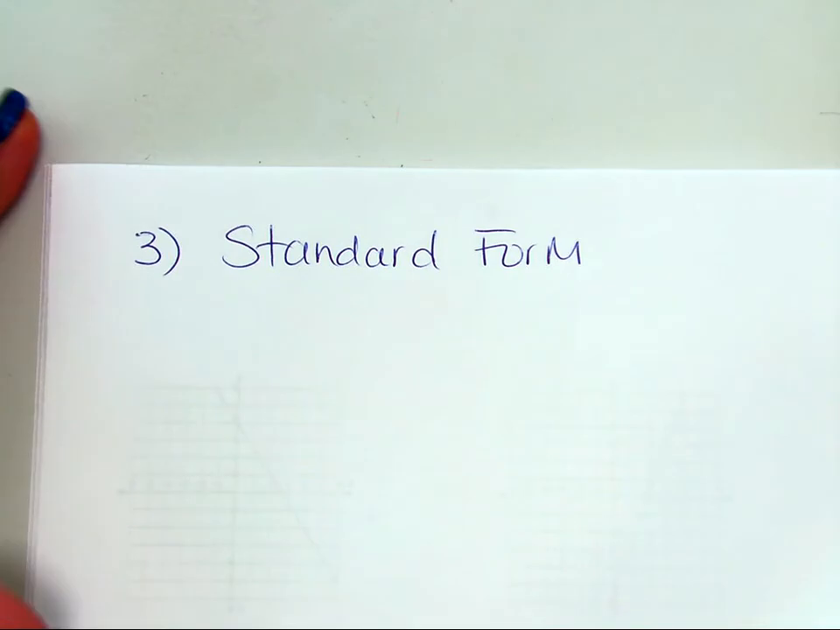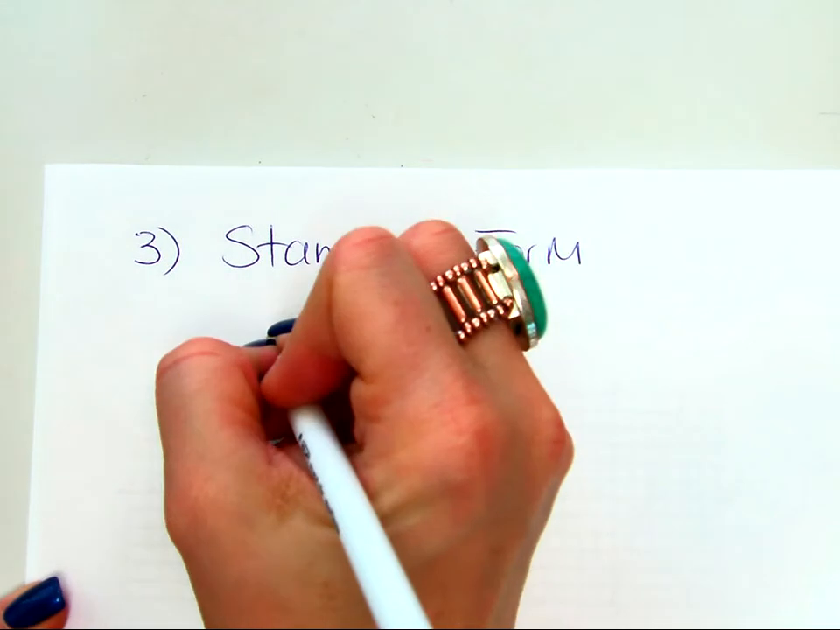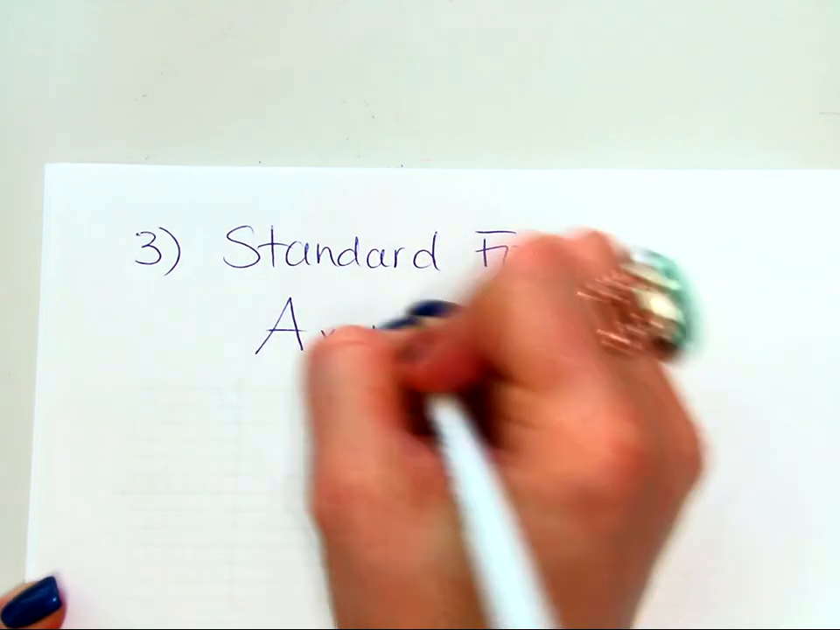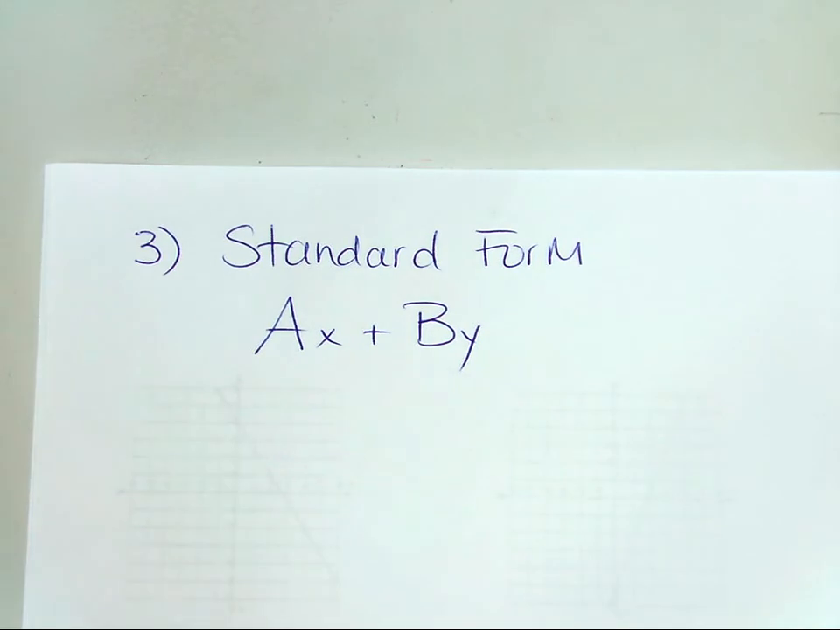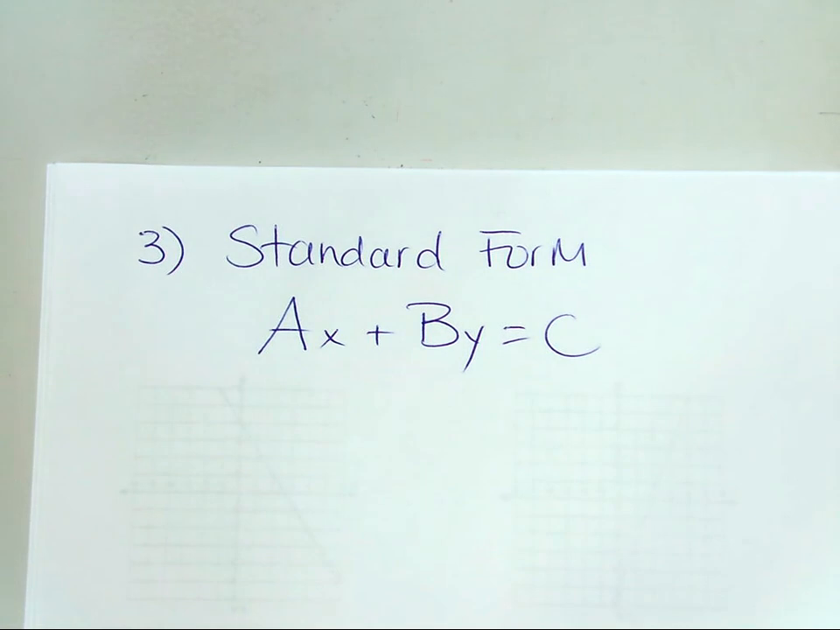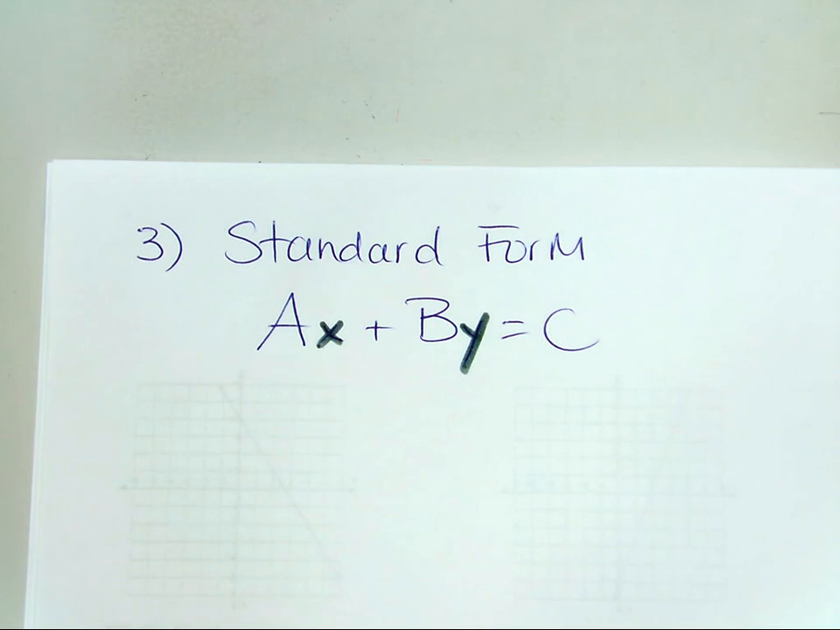Okay, does anybody remember what standard form was or is? Yeah, like 3x plus... Yeah, the A and the B aren't that important, but yeah, it's x plus y, and then equals your constant, right? So ax plus by equals c, and that's your constant. And again, there's your x, there's your y. Those are in all three of your forms, right?